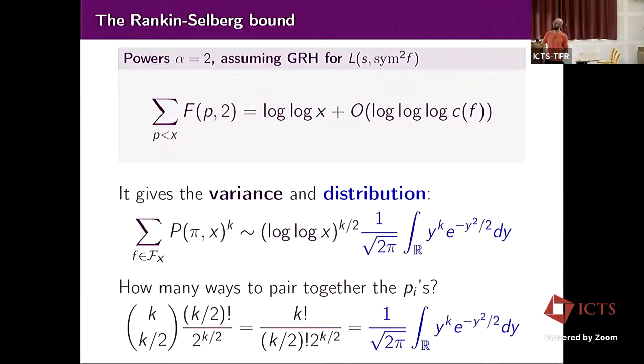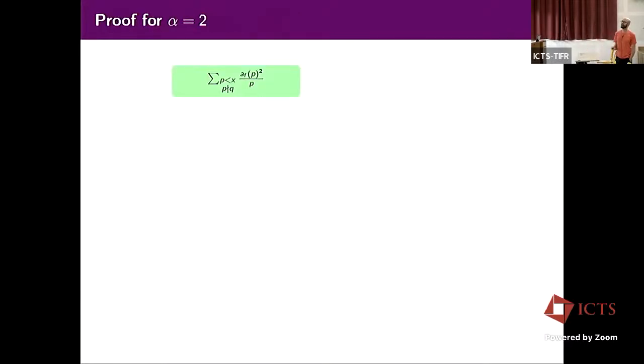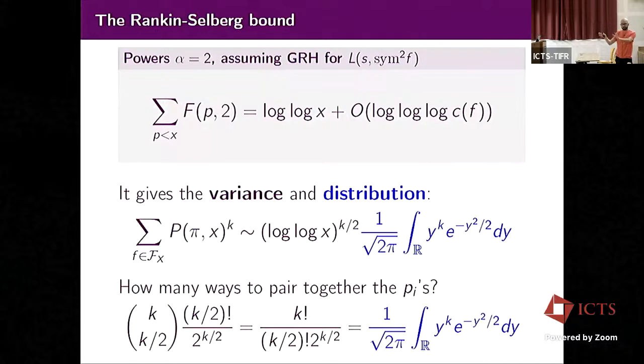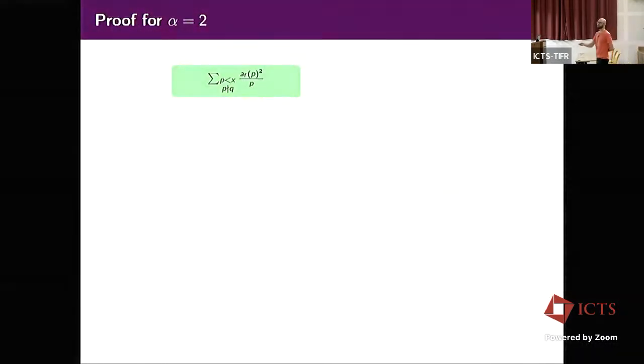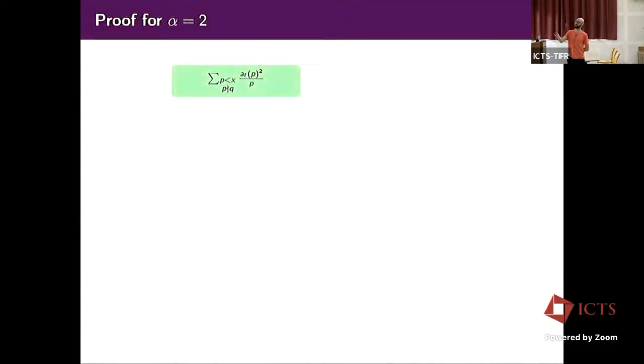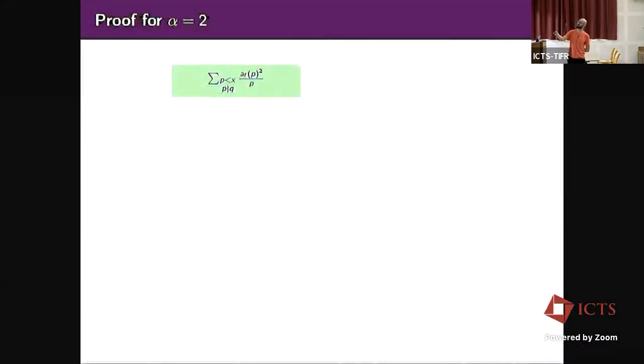And so the variance was coming from that main term, and the distribution is just coming from the number of terms contributing that much. Okay, let's prove that now. I'm giving a box proof for this statement. Basically, we want to estimate that sum over primes not dividing the level, of coefficient squared over p. I hope it's not too small.